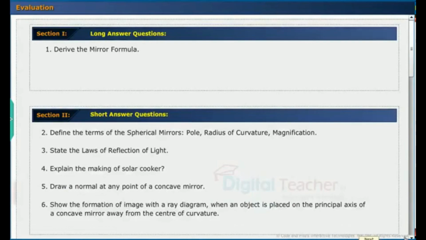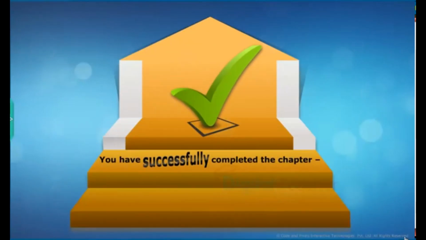Evaluation. You have successfully completed the chapter Reflection of Light by Different Surfaces.